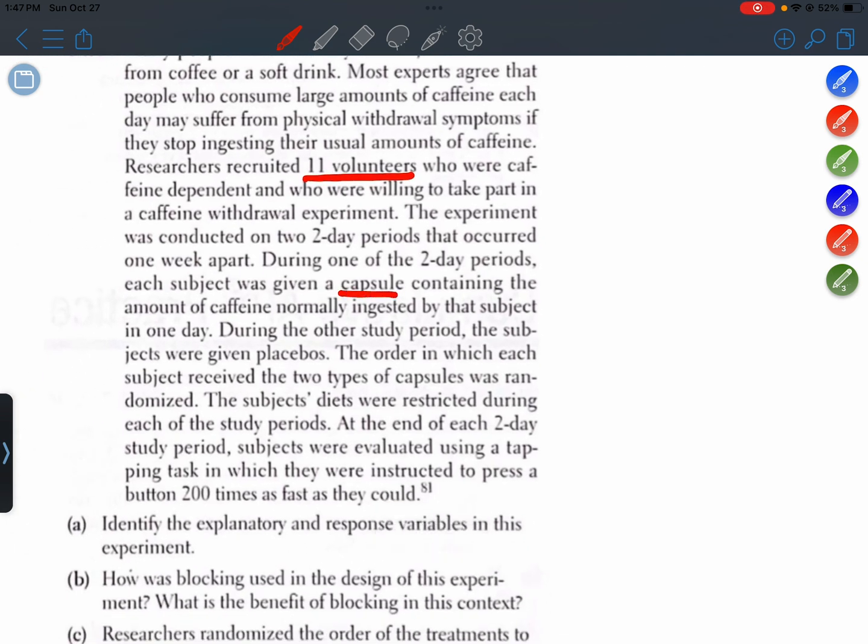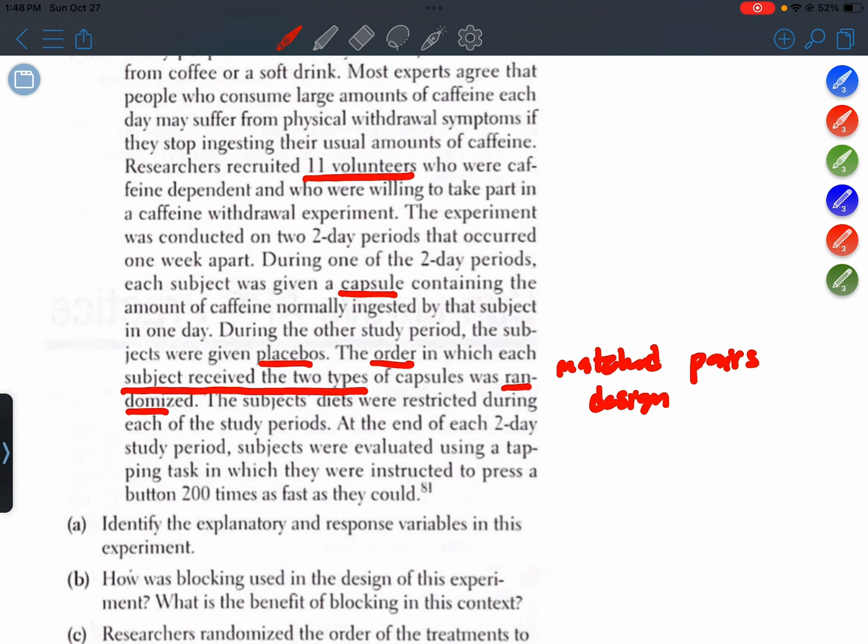Okay, so capsule and placebo. The order in which each subject received the two types of capsules was randomized. Okay, so the order was random. Subjects received both types. So I can already tell this is a matched pairs design, right, since each subject is receiving both treatments, just in a random order.